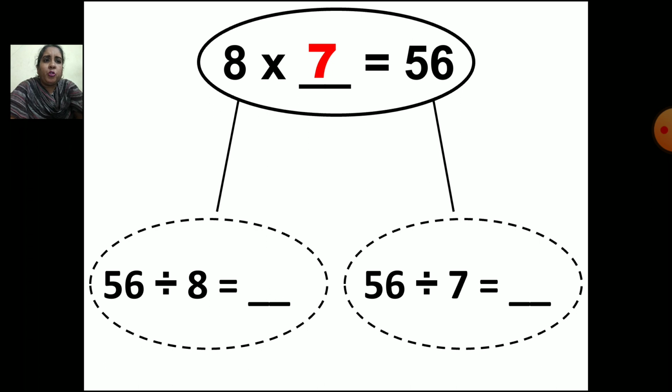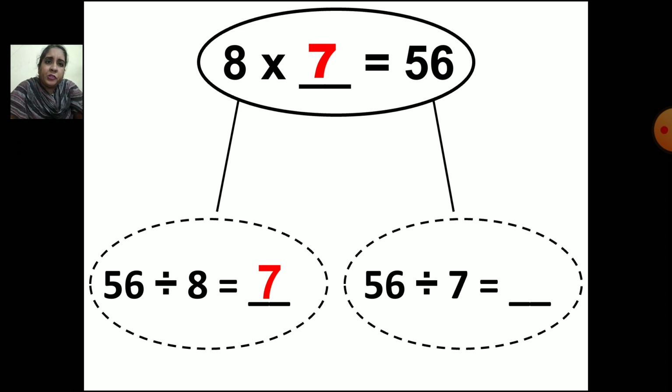Now we have to show two different ways of division. 56 divided by 8 equal to 7. Okay. If you see the upper number, 8 multiplied by 7 equal to 56. Which number is not there in the division answer? 7, right? So what will be your answer in the table of 8 when you get 56? 8 sevens are 56. If you divide 56 divided by 8, you will get 7.